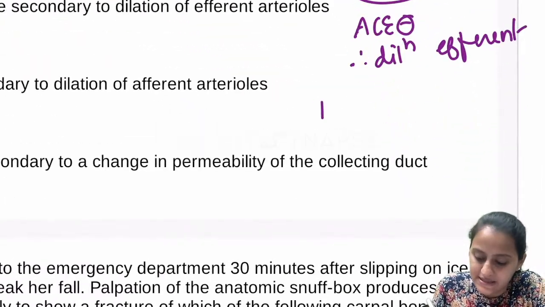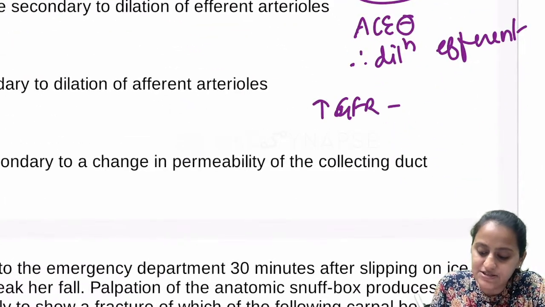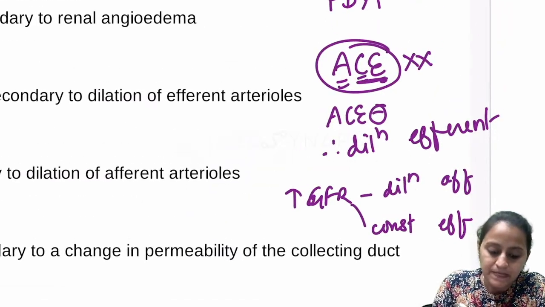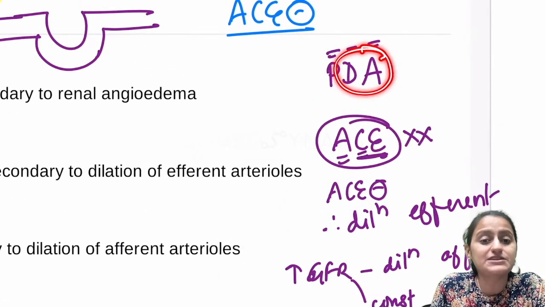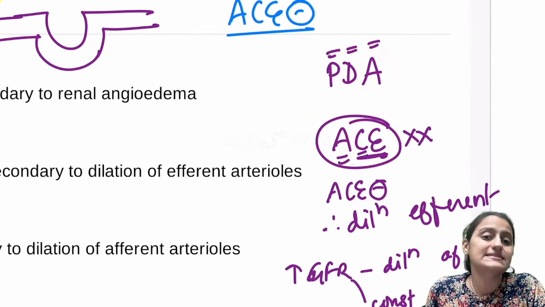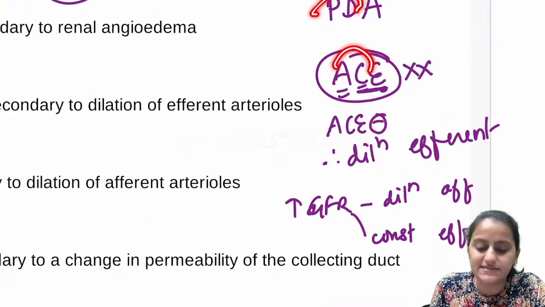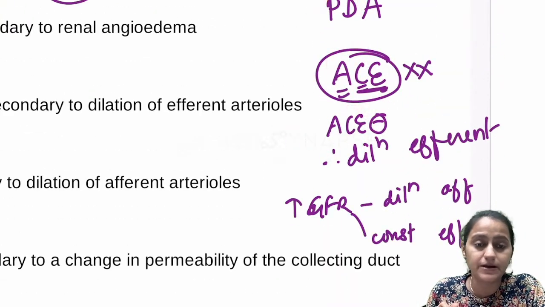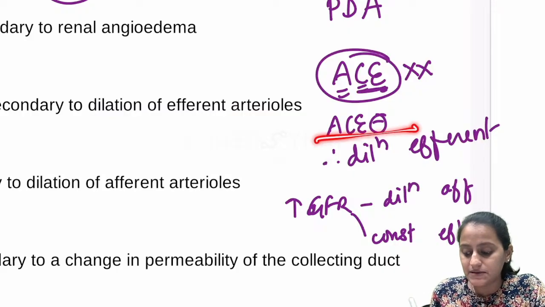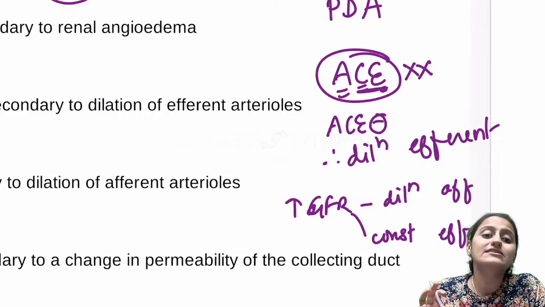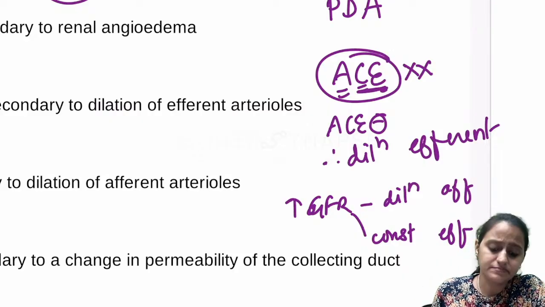Please try to understand this. Increase in GFR is dilatation of afferent and constriction of efferent. The PDA, dilatation of afferent, and the ACE, constriction of efferent. This is caused by prostaglandins and this is caused by angiotensin. So when you give ACE inhibitors, it leads to dilatation of efferent and the GFR will decrease, right?